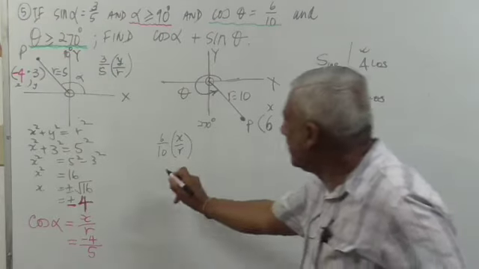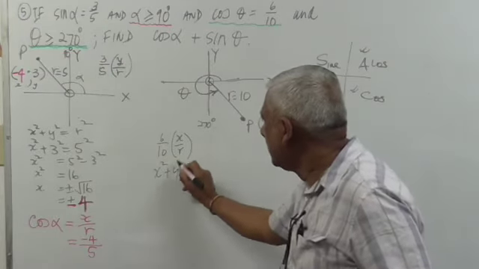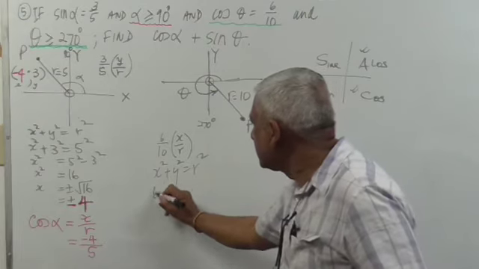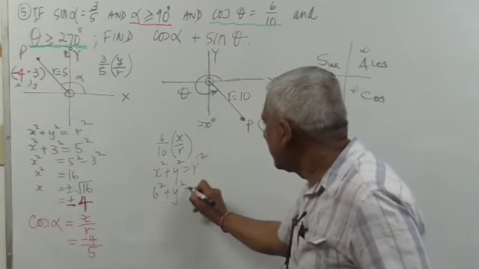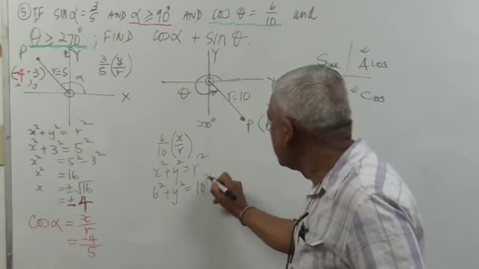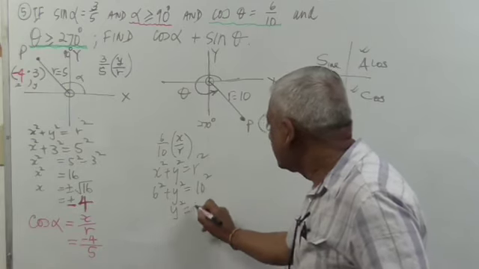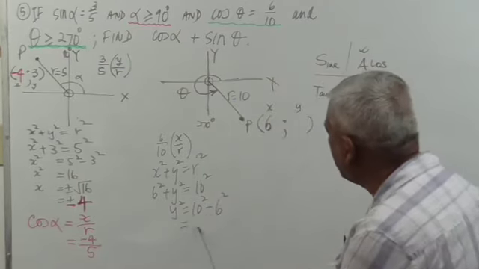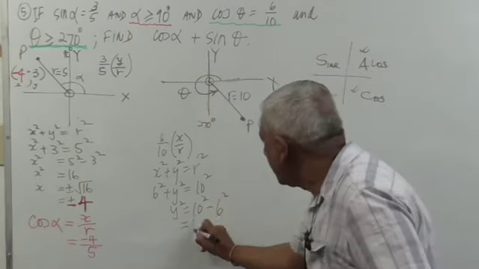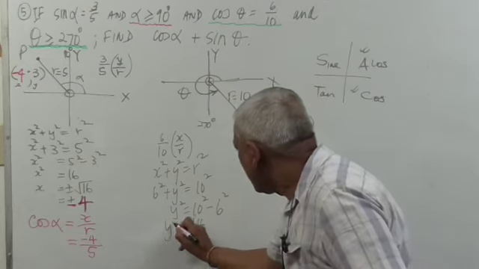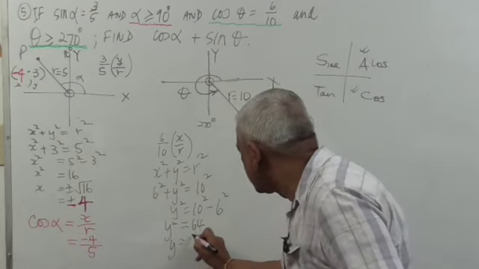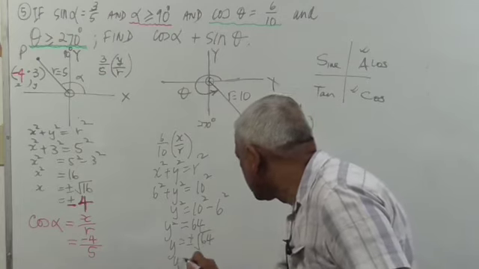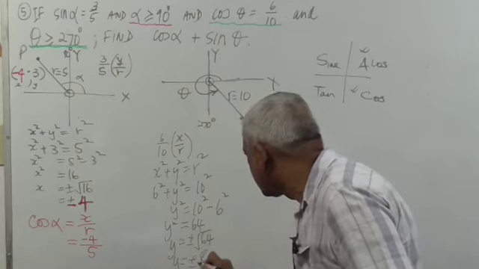Once again, we'll do our working. X squared plus y squared is equal to r squared. We know x is 6, and r is 10. Y squared is equal to 10 squared minus 6 squared. Put that in the calculator and you will end up with 64. Y squared is 64. Y is equal to plus minus square root of 64. Y is equal to plus minus 8.